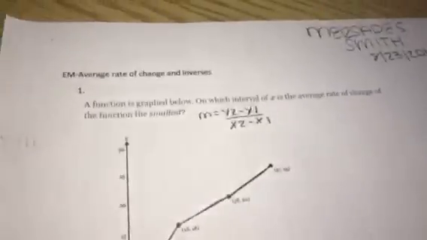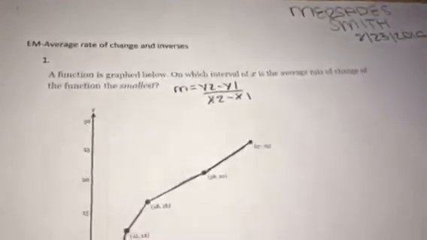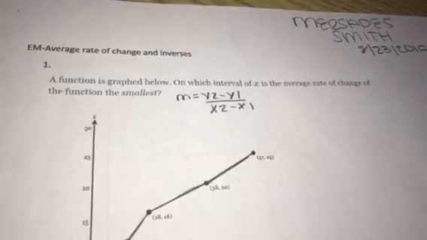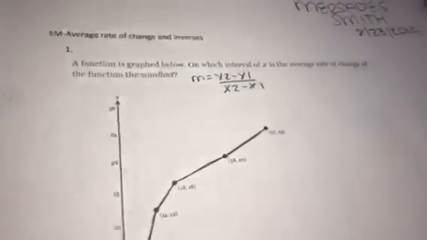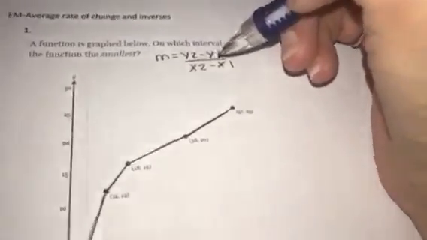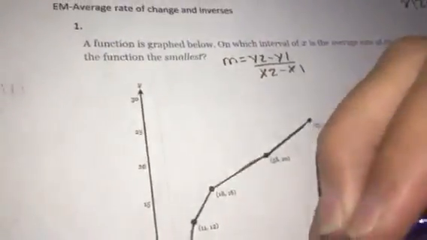Okay, so this is our average rate of change and inverses. For number 1, it says a function is graphed below. On which interval of x is the average rate of change of the function the smallest? I went ahead and wrote our formula for average rate of change. It's m equals y2 minus y1 over x2 minus x1. Remember, we get the y's and the x's from these points over here.